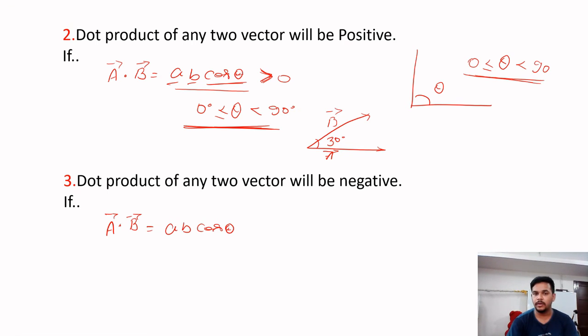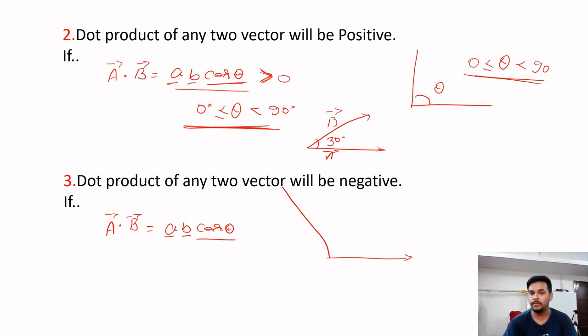Now again, this a is positive, this b is positive. Why? Because it is the magnitude of a, and this is the magnitude of b. Remember, a magnitude will always be positive. So how will it become negative? It will totally depend upon theta. So cos theta will be negative when we are talking about what?